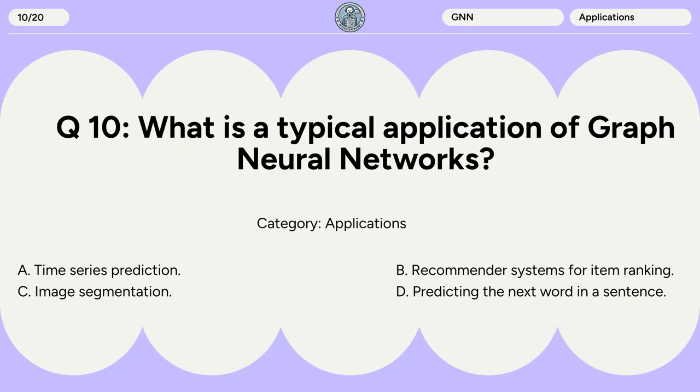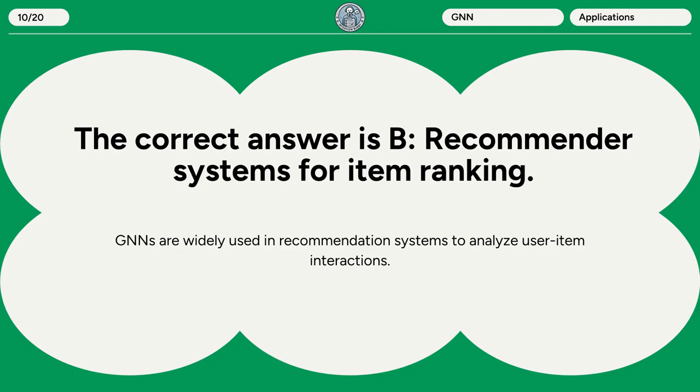Question 10. What is a typical application of graph neural networks? A. Time series prediction. B. Recommender systems for item ranking. C. Image segmentation. D. Predicting the next word in a sentence. The correct answer is B. Recommender systems for item ranking. GNNs are widely used in recommendation systems to analyze user-item interactions.